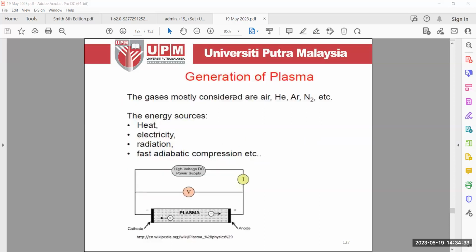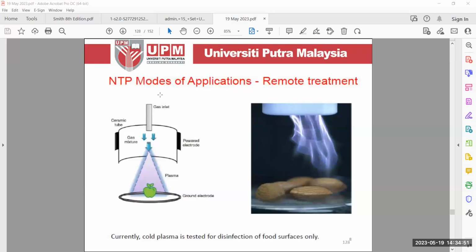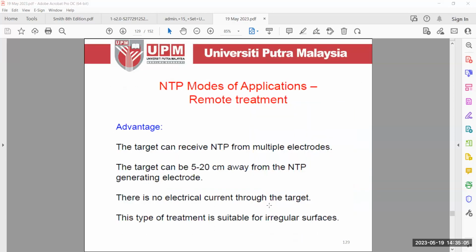Okay, so generation of plasma, again, you can use oxygen, nitrogen, helium or even argon. The energy sources come from heat, electricity, radiation, and even adiabatic compression. Okay, so this is the mode of application. If you look at this here, this is actually almond, okay, kacang badam. This is surface decontamination for food surfaces only.